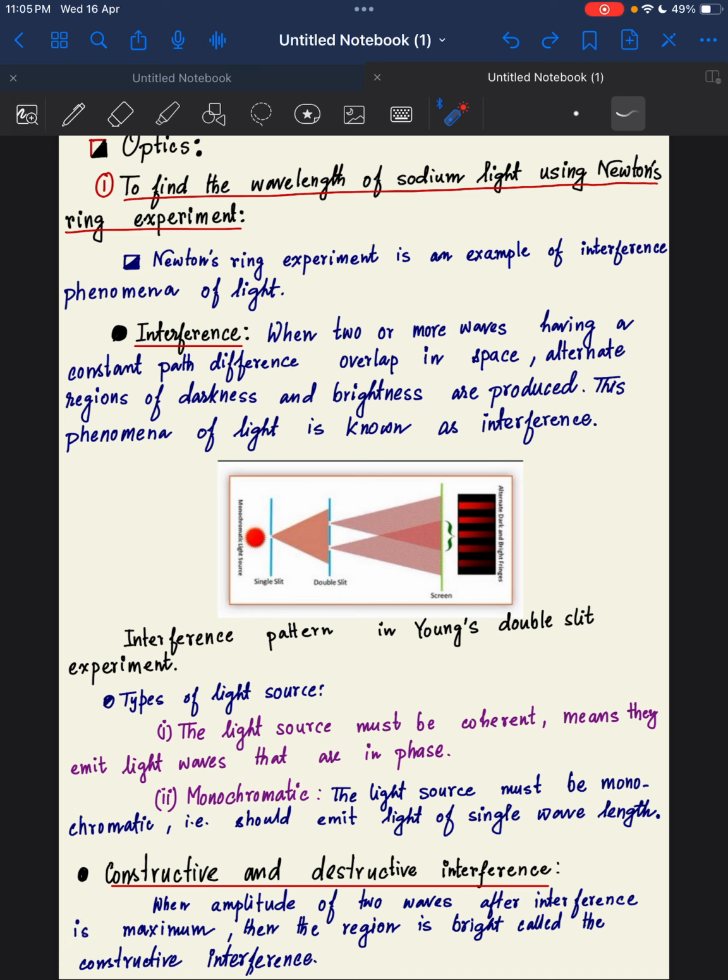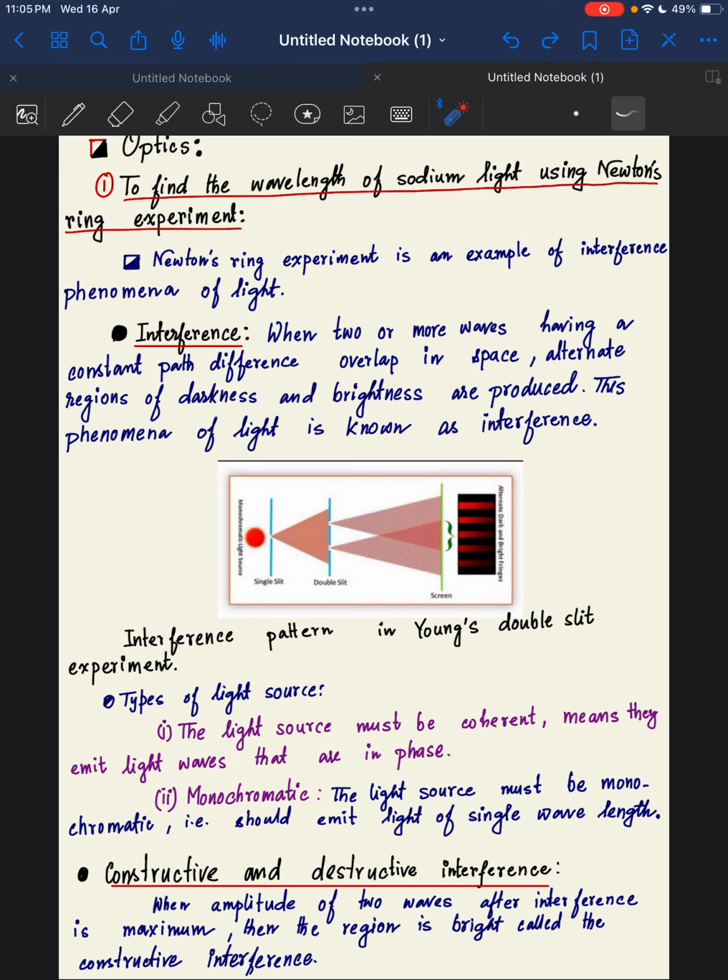For an interference pattern to happen, two conditions must be satisfied. The light source must be coherent, meaning they emit light waves that are in phase, and they should also be monochromatic. The light source must be monochromatic, that is, it will emit a single wavelength. So if it is red color, then we will have alternate regions of darkness and red, like black and red. If we have a yellow color, then the regions will be black and yellow, like that. So this is an interference pattern.